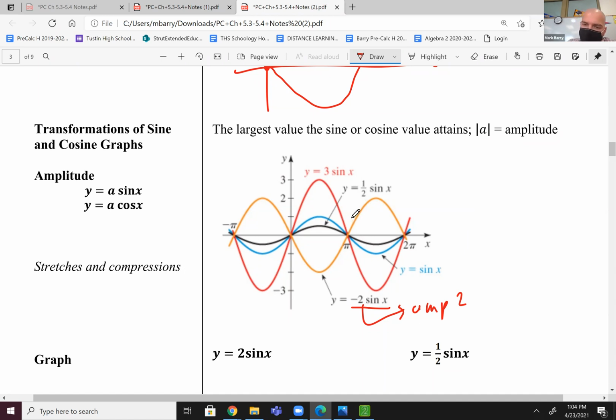But yeah, remember when you have a negative number out front, it's kind of 2 transformations. So the number is the amplitude and then the negative is the reflection. That's probably the best way to think about when you have a negative number multiplying out front. It's really 2 transformations.